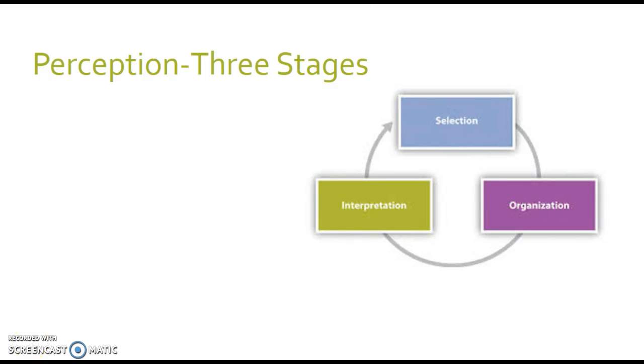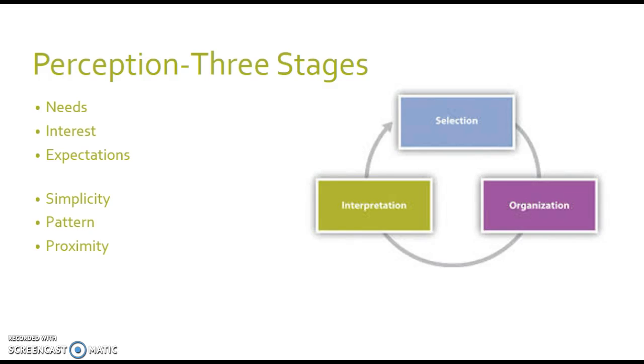So let's look at the 3 stages of perception. First of all, we have selection, which includes needs, interests, and expectations. Needs could be psychological or biological. Then we have organization, which includes simplicity, pattern, and proximity. Good form is always something that we also include in organization.